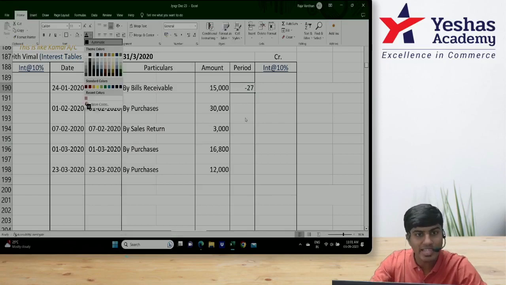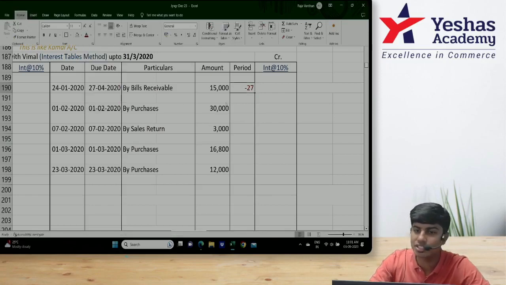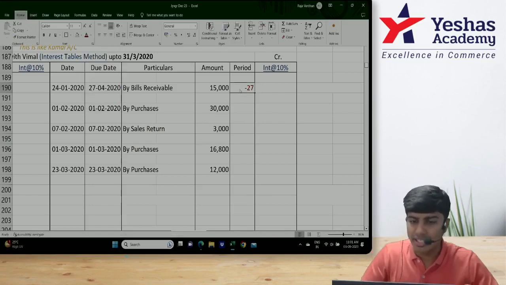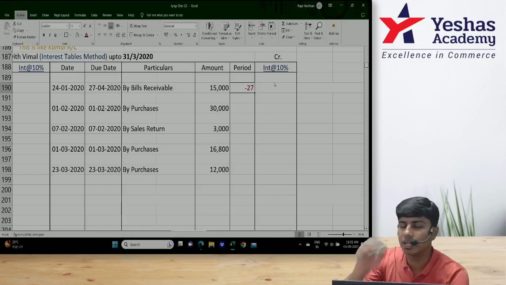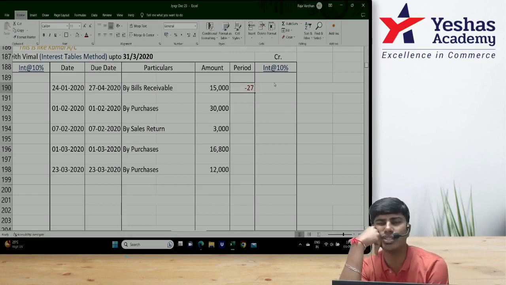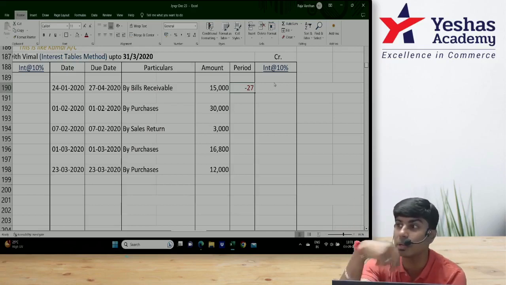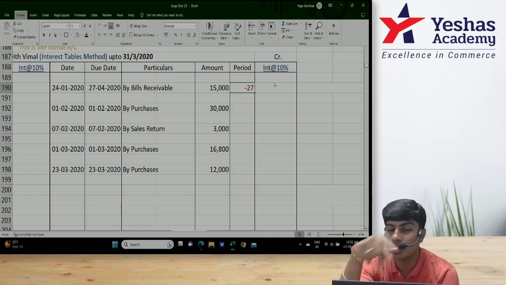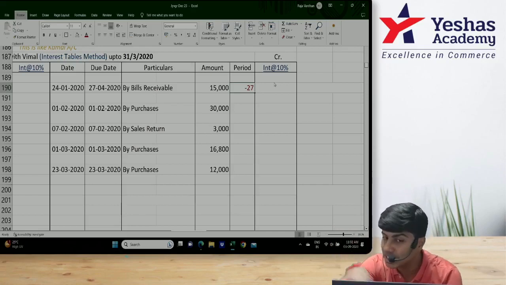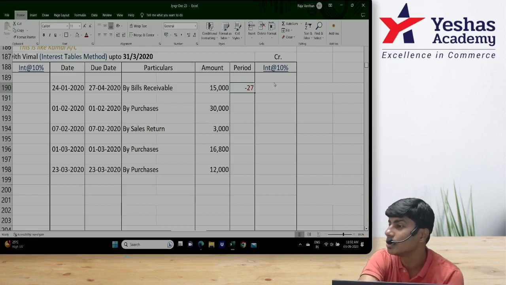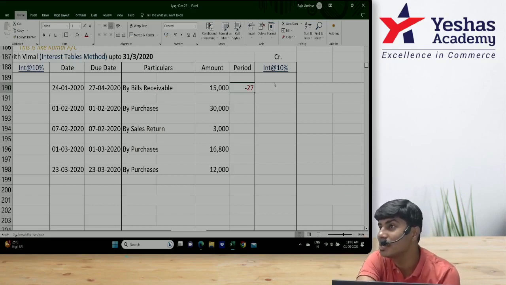This is called red ink. What is it called? On this, if this is minus, when we compute interest, it will be 15,000 into 27 by 365 into 10. And now 15,000 into minus 27 by 365 into 10%. So answer will be minus. Interest will also be written as minus. It is called red ink interest. What is it called?